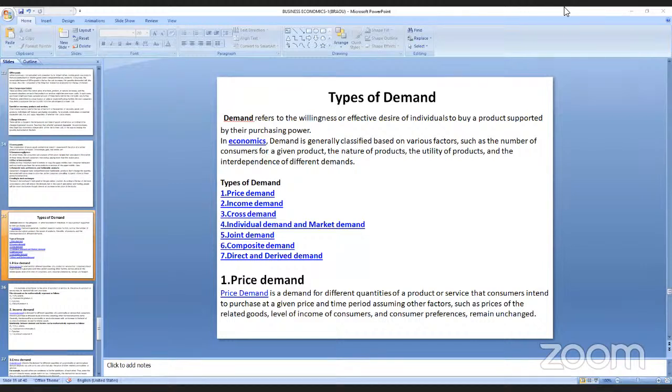So now price demand. Price demand is a demand for different quantities. When you make the demand, it is for different quantities of a product or service that the consumer intends to buy at a given price, related goods and level of income. This is an important question. Yes, it's a very important question. Types of demand.